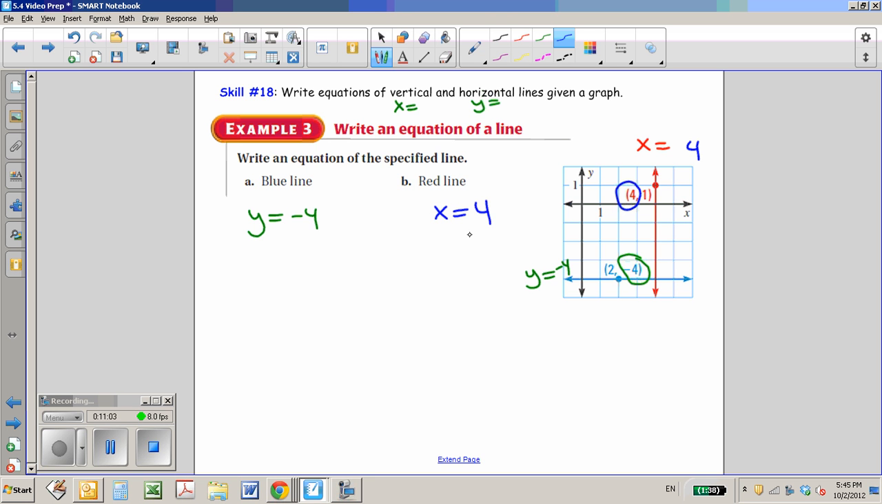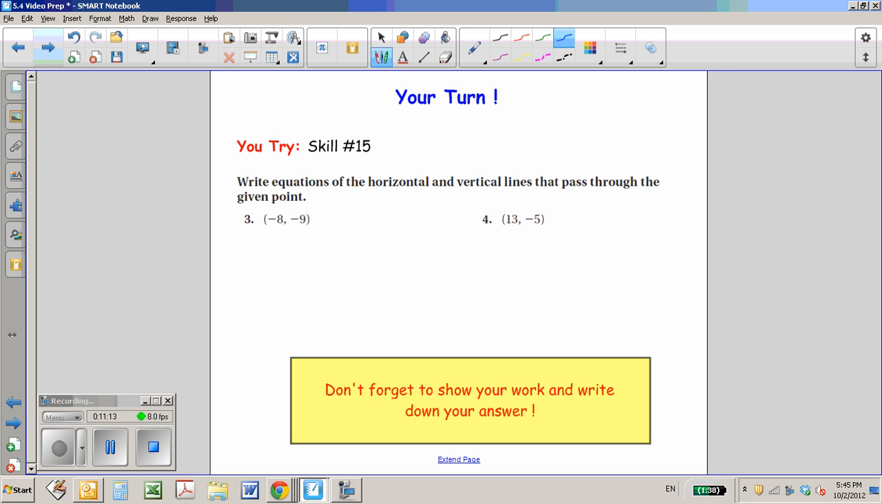So again, very similar to the skill before, it doesn't require a lot of work, but you do have to know that a vertical line has an equation of x equals, and a horizontal line has an equation of y equals. Okay, so now it's your turn. Pause the video and see if you can get these questions correct.